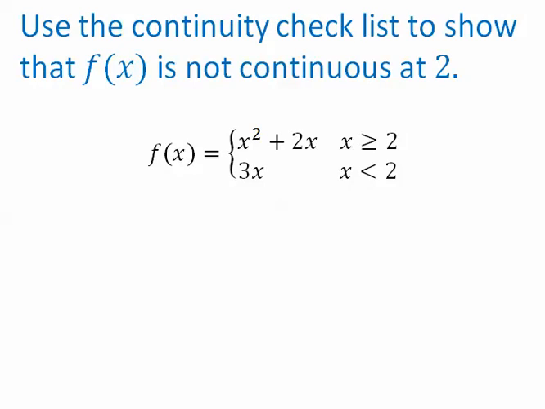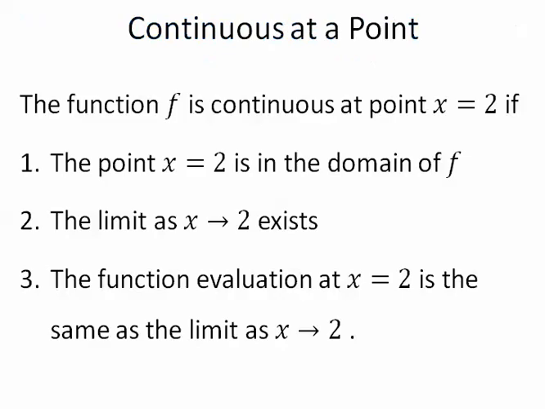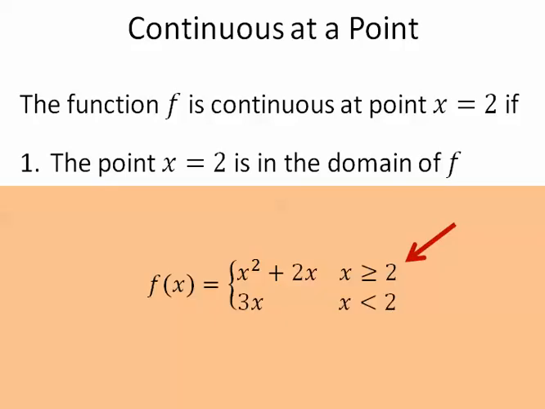Use the continuity checklist to show that f of x is not continuous at 2. The function f is continuous at x equals 2 if the point is in the domain, the limit exists, and the function evaluation at 2 is the same as the limit at 2. So first we ask ourselves, is the point x equal 2 in the domain of f?